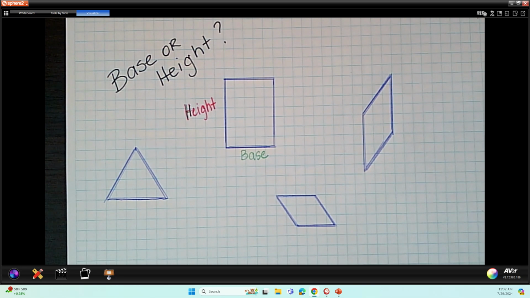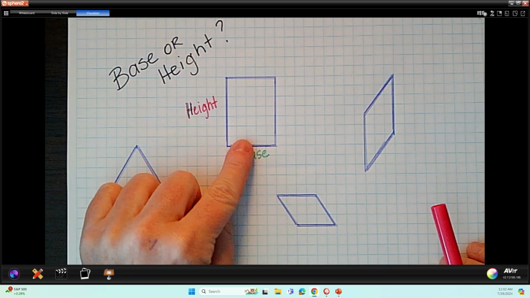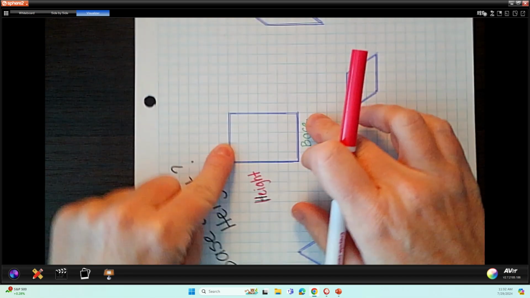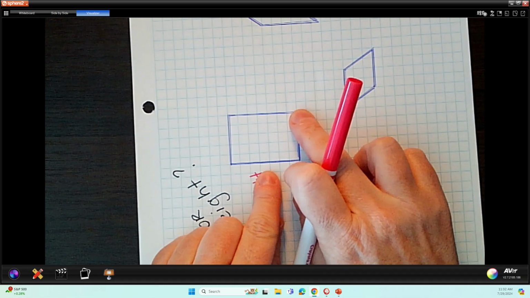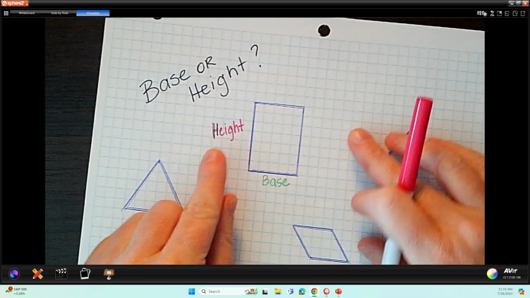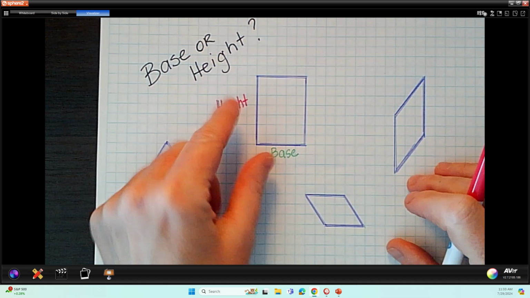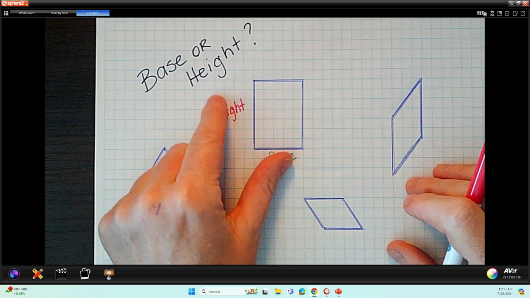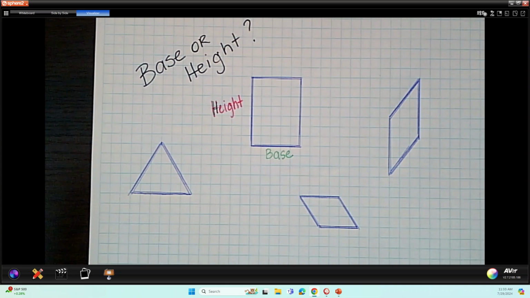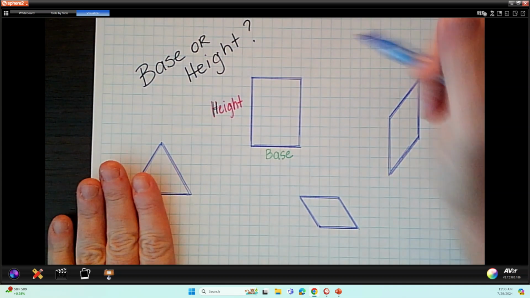Now, if I were to rotate this shape, I could, and then my base would be the bottom and my height would be up the side. So the nice thing about rectangles is it really doesn't matter. The base and the height are interchangeable. And that is unique to rectangles and squares. Obviously, if you have a square, the base and the height are the same.